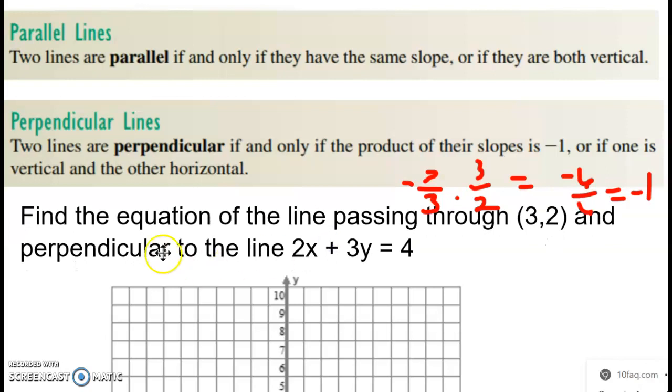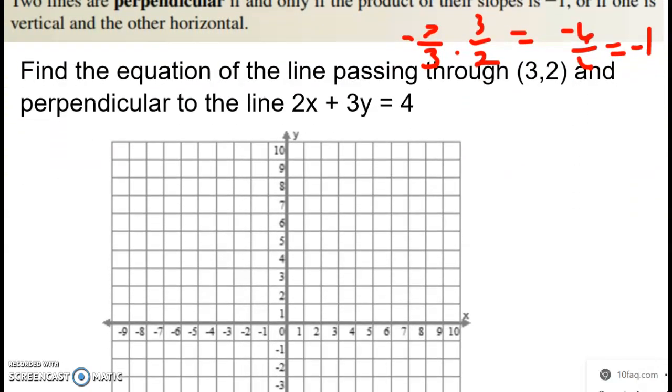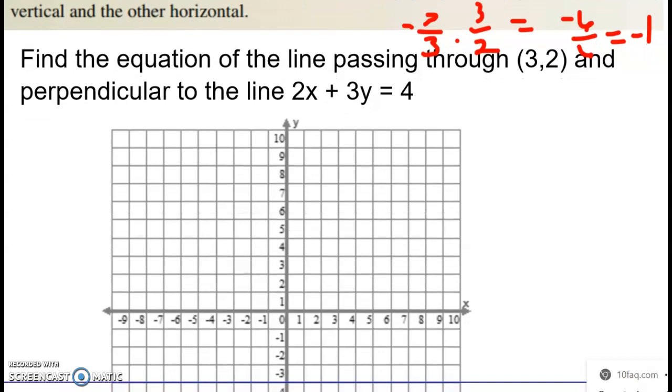Okay, so we're going to find the equation of the line that passes through 3, 2, and is perpendicular to the line 2x plus 3y equals 4. So in order to do that, I would need a slope and the y-intercept. That's how I find an equation of a line. So I know it passes through 3, 2. Right here, over 3 up 2. There's 3, 2. And then I don't know what the slope is of this line.